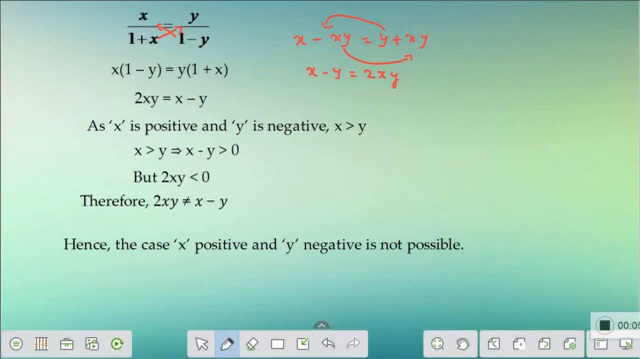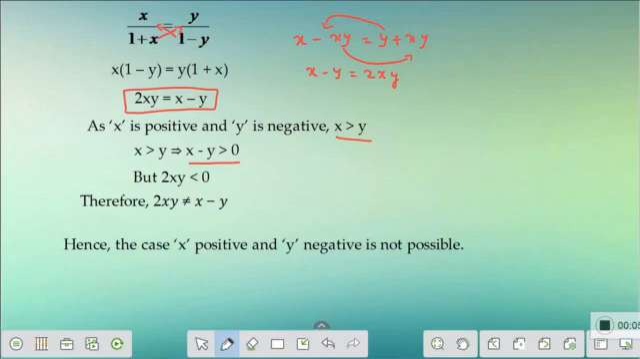So when x is positive and y is negative, obviously x is greater than y. So that is how we get this inequality: x is greater than y. Now when x is greater than y, it means x minus y is greater than 0. So we have x minus y greater than 0. That is, if you consider this equation, 2xy equals x minus y, we see that the right side is greater than 0.